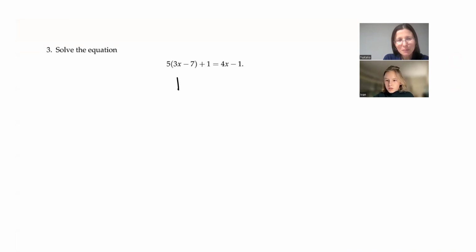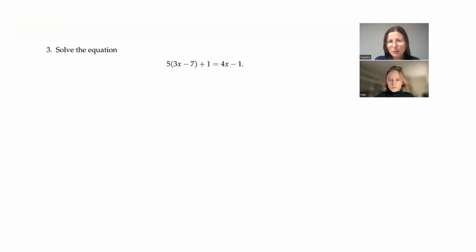We have in PEMDAS, P stands for parentheses, right? Can we compute the parentheses? No, but you can simplify the parentheses. Can you simplify the parentheses? We cannot really compute them because we don't know x yet. And we don't have any exponents. So we are left with multiplication, division, addition, subtraction.